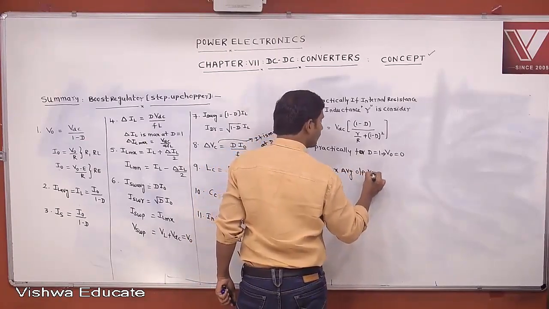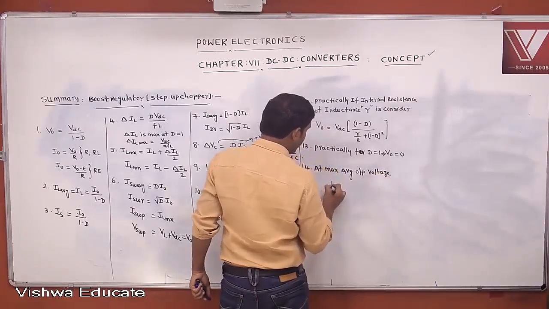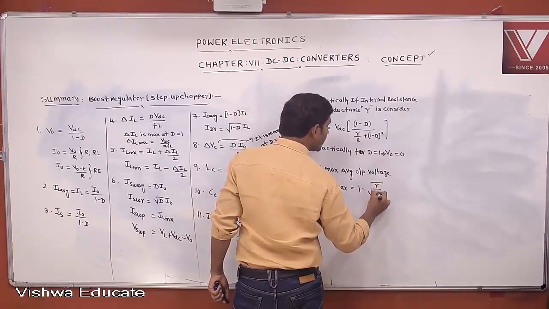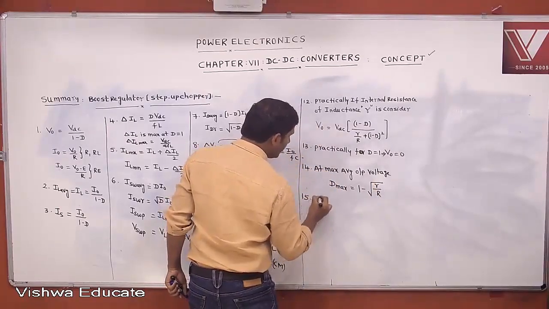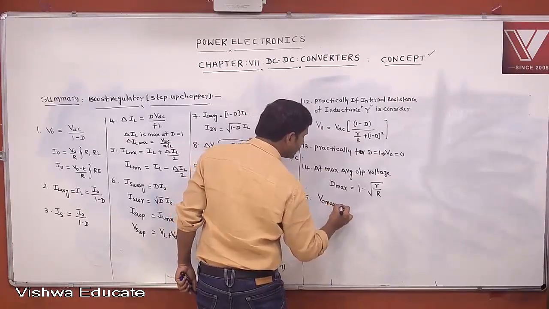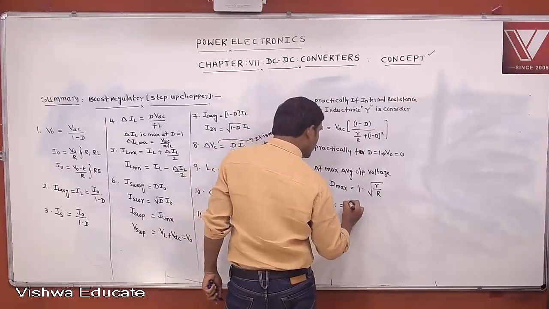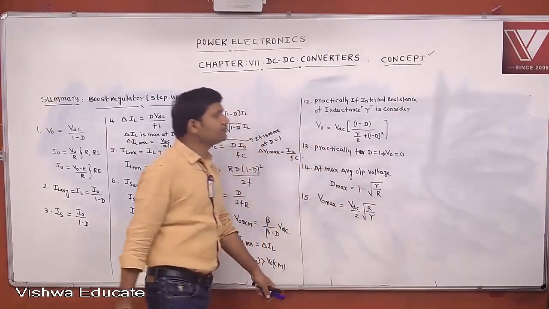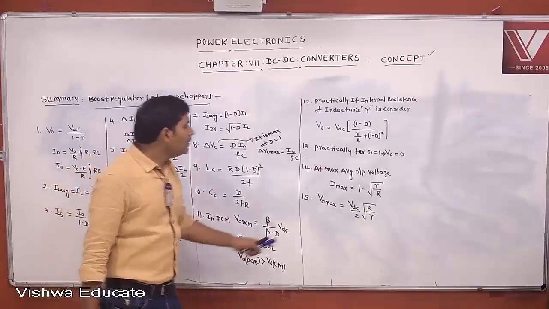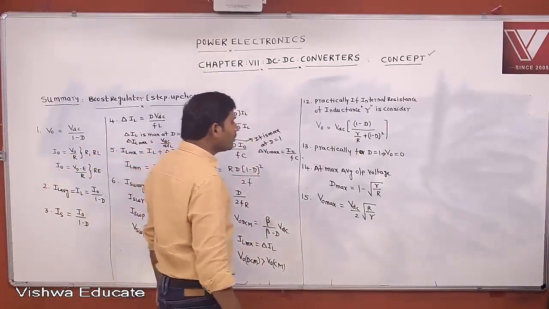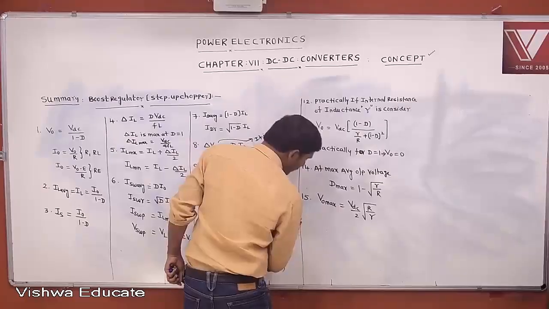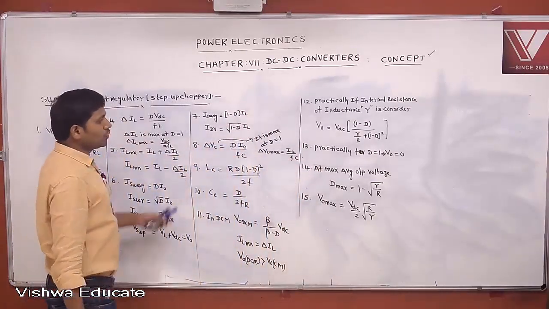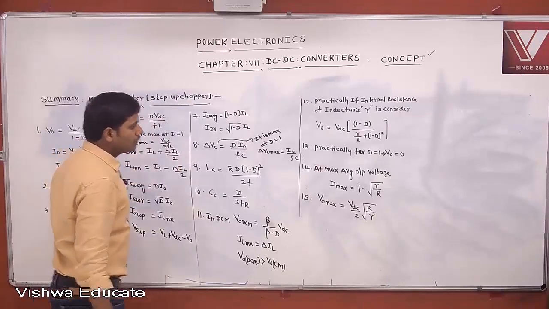At maximum average output voltage, the duty cycle D max equals 1 minus square root of small r by capital R. Practically, V naught max equals VDC by 2 into square root of capital R by small r. All this is summary formulas. These are the different formulas we derived in the case of boost regulator or step up chopper. Okay, list out all these. Quick.